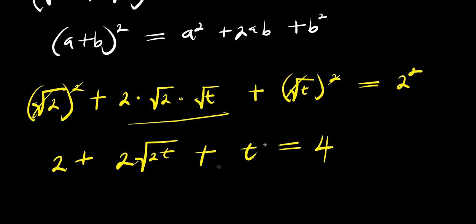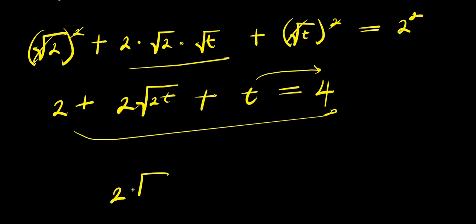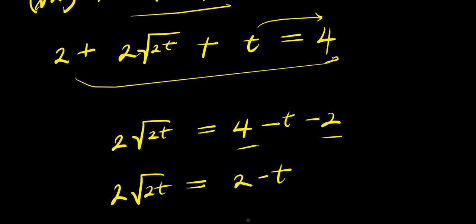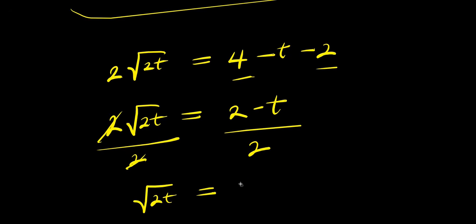So from here, what you can do is to move this t over here and also move this 2 over here. So we are going to have 2 times square root of 2t equals 4 minus t minus 2. So from here, you have 2 times square root of 2t equals 4 minus 2, this is 2 minus t. From here, you divide by 2, divide by 2. 2 cancels 2. You have square root of 2t equals (2 minus t) divided by 2.